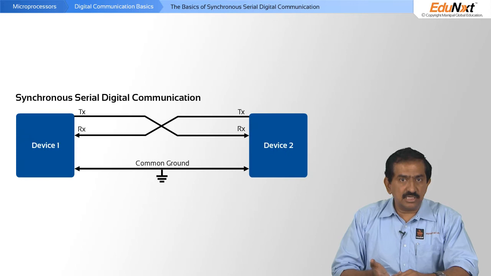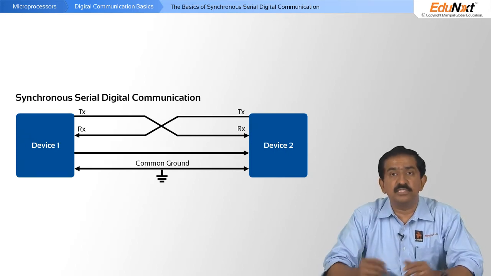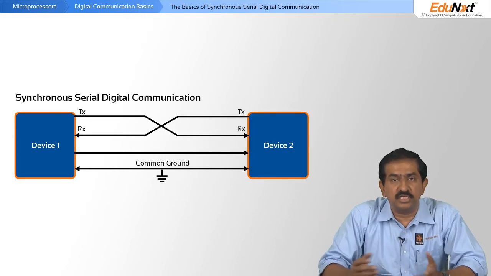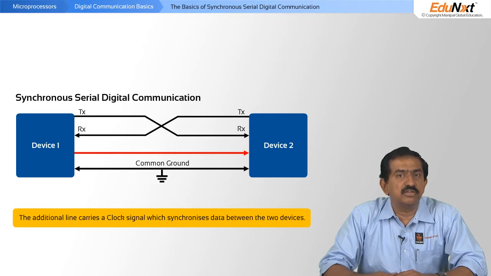In the case of synchronous, the primary difference is that an additional line connects the two devices together, and this line carries a clock signal, which helps to synchronize data back and forth between the two devices.